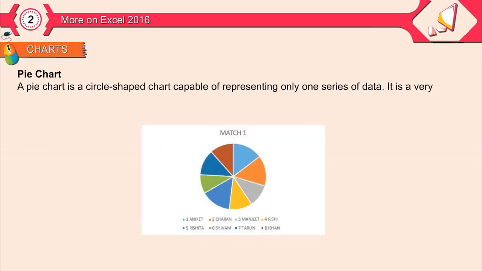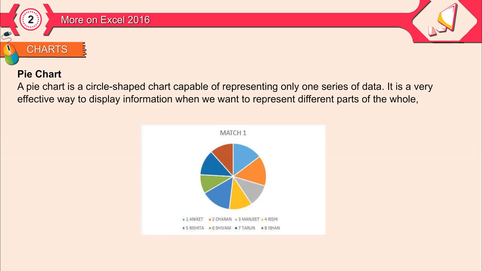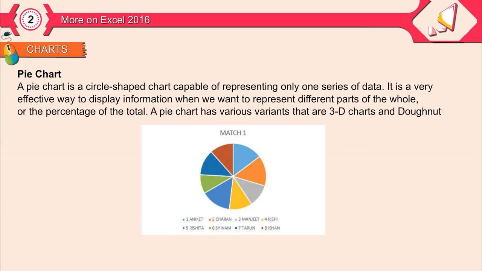Pie chart. A pie chart is a circle-shaped chart capable of representing only one series of data. It is a very effective way to display information when we want to represent different parts of the whole or the percentage of the total. A pie chart has various variants that are 3D charts and donut charts.